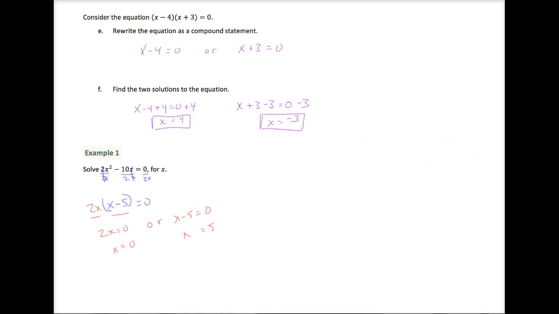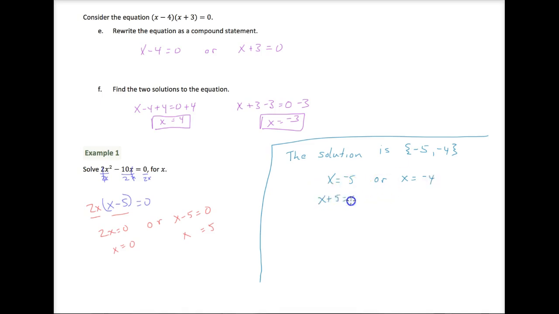Now let's look at an interesting idea. What if I said the answers to my question? Let me just give you the answer to the question. The solution set is the set containing negative 5 and negative 4. What was the question? Well, let's think about this. We know x equals negative 5 or x equals negative 4. So that means x plus 5 would equal 0, or x plus 4 would equal 0.